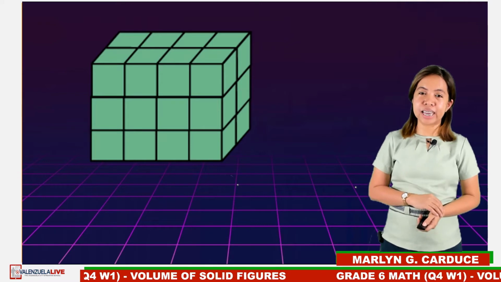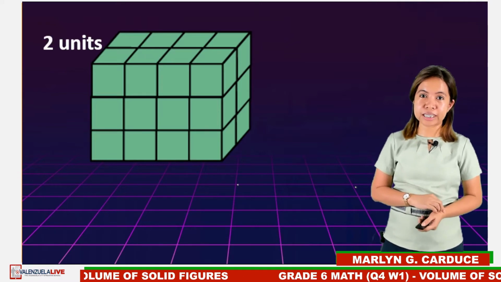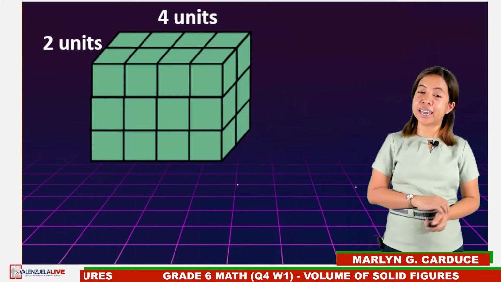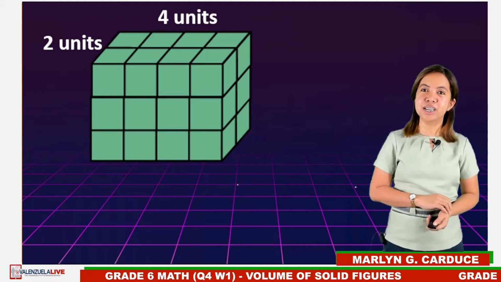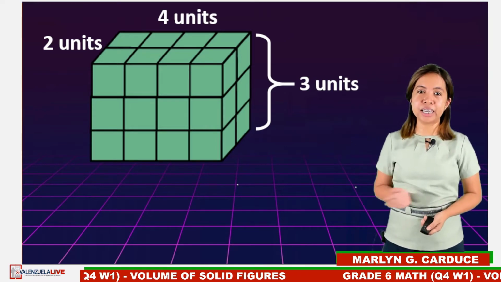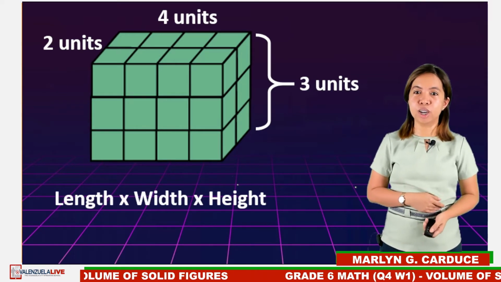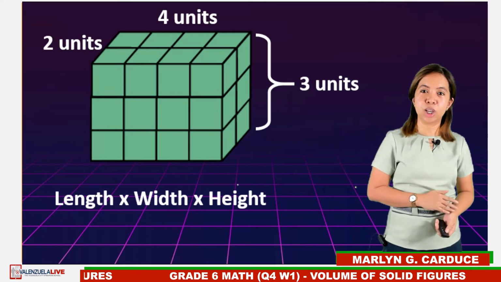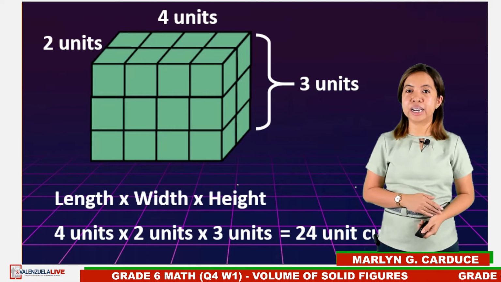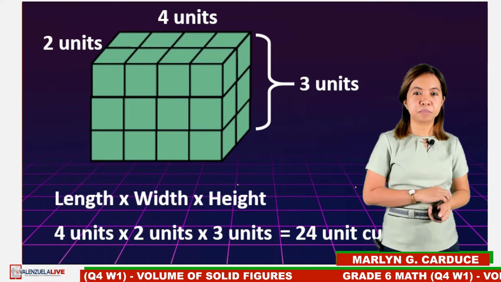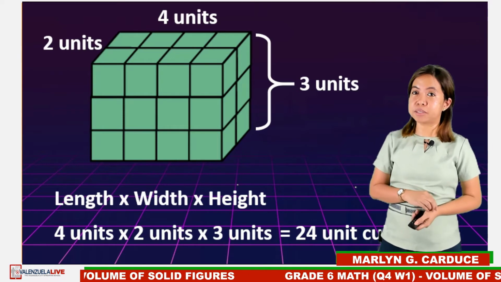So let's have again the same prism with the 4 units length, 2 units width, and 3 units height. Notice that by multiplying the 3 dimensions of the solid figure, namely the length, width, and the height, we obtained 24 units, which is the volume of this prism.